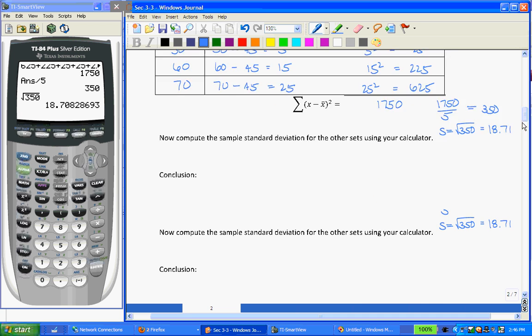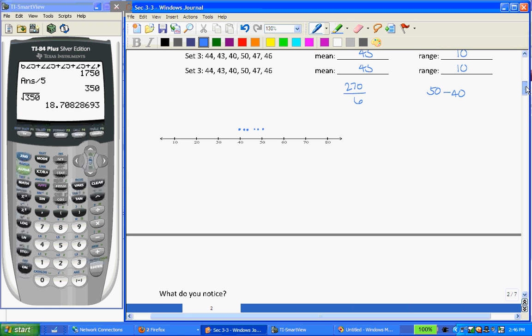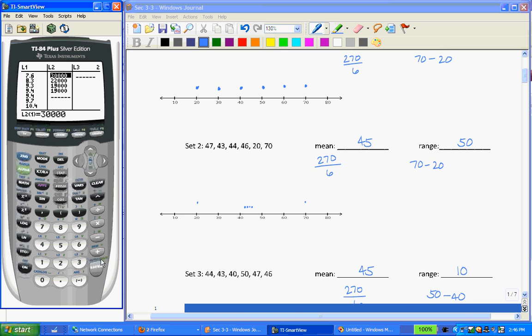So for set 2, I go into stat, edit, and I'm going to clear this out. I don't need that anymore. And we have 47, 43, 44, 46, 20, and 70. We hit stat, over to calc, one variable statistics, and that was in list 2. Okay, so we already knew the mean was 45 right here, but our standard deviation.